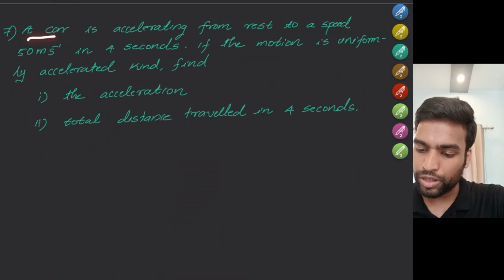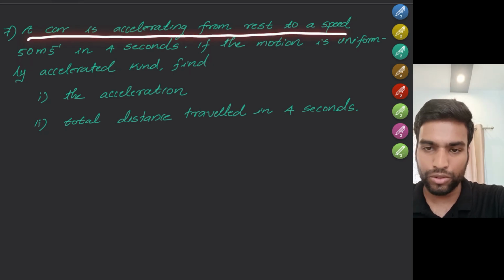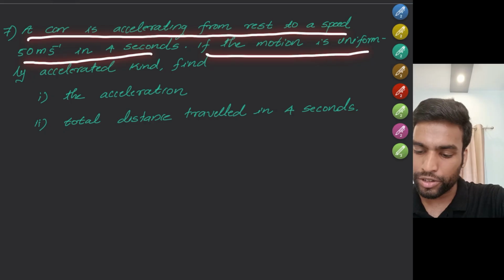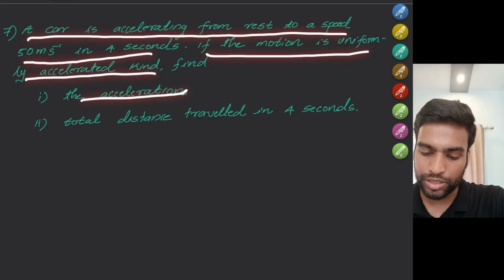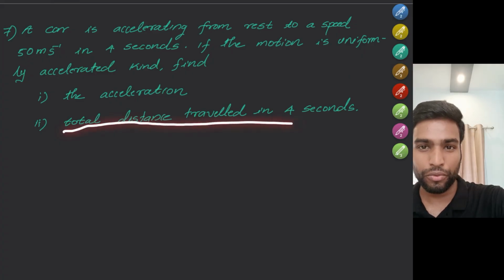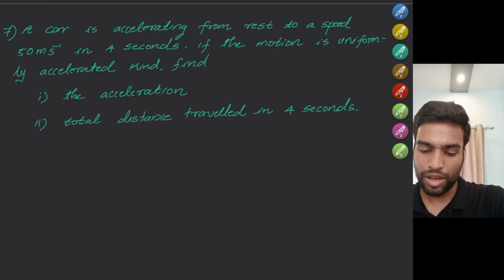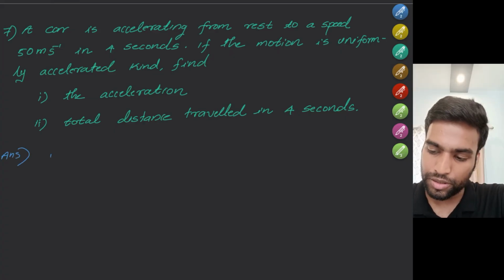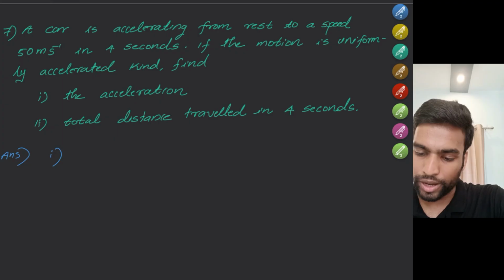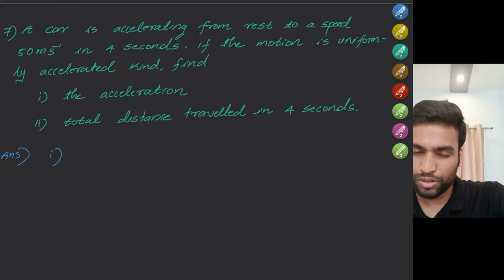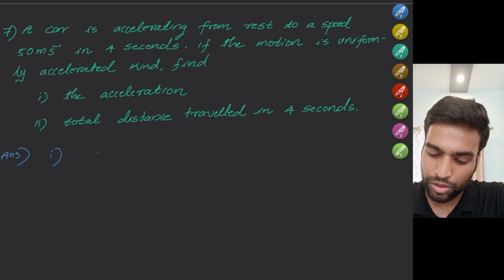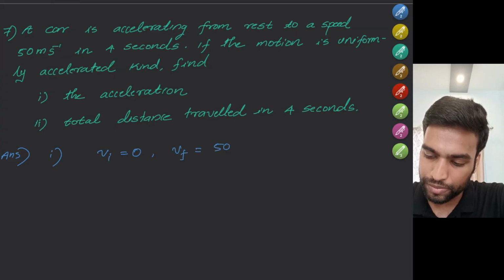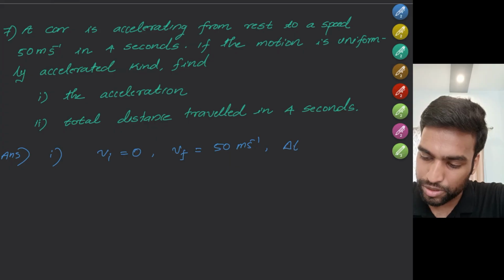A car is accelerating from rest to a speed of 50 meter per second in 4 seconds. If the motion is uniformly accelerated, find the acceleration. And the second question is the total distance traveled in 4 seconds. So let's answer it. For the first question, we know the final speed and the time duration, and of course the car is starting from rest. Therefore we can write v initial equal to 0, v final is 50 meter per second, and time duration is 4 seconds.